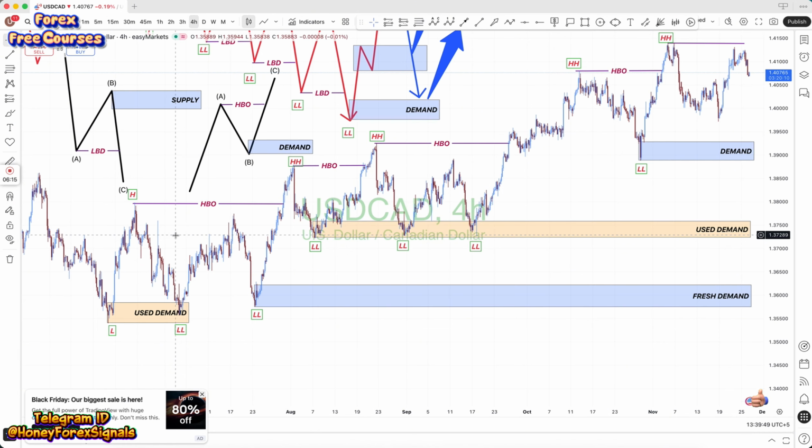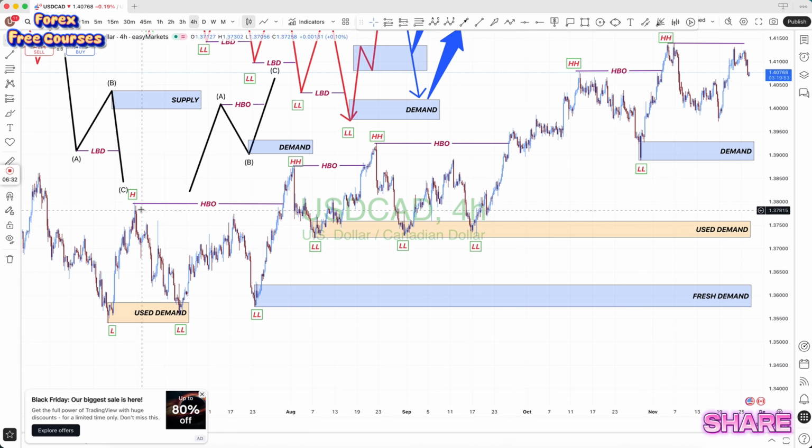But remember, when we take entry, we mark all areas, because we understand which of our zones are already used, and which of our demand or supply is fresh. See here, market high breakout, HBO, so this demand is valid. But remember, this demand is already retested, so we cannot use this demand for buying. Now we see here, this is our fresh demand zone.